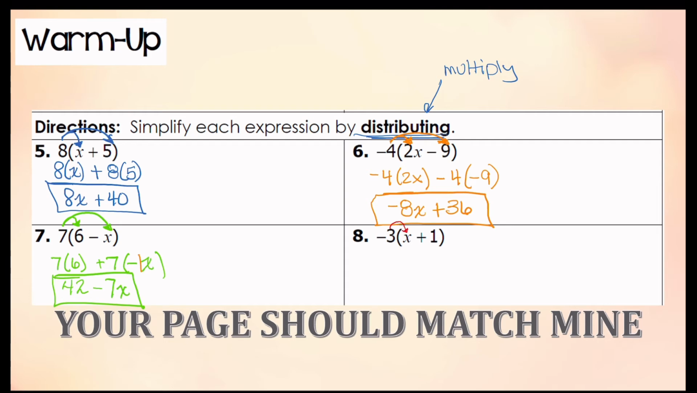-3 times x. So -3 times x. And then -3 times 1. So -3 times, remember, there's a ninja 1 here. So -3x, -3 times 1 is -3. Okay? So your paper should match mine. So we've done two separate things here. We've done distribute and we've combined like terms.